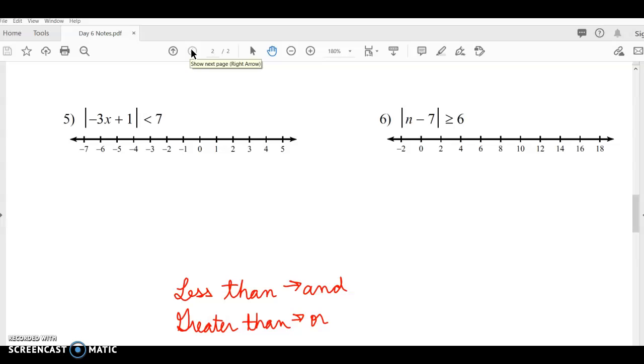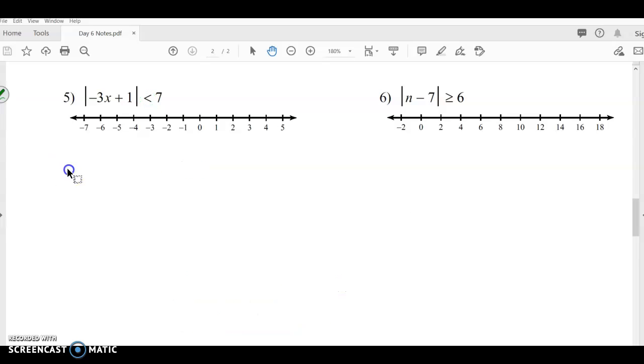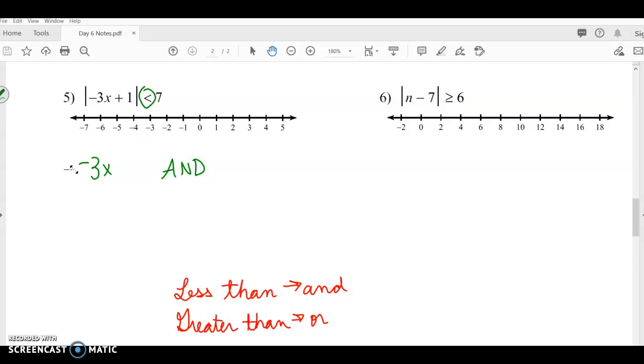All right, so let's look at number 5. Number 5 is a less than, so that's going to be an and. I solve it like it is, so I have to do negative 3x plus 1 less than 7, and then still negative 3x plus 1, flip the sign of the inequality and the number, so greater than negative 7.